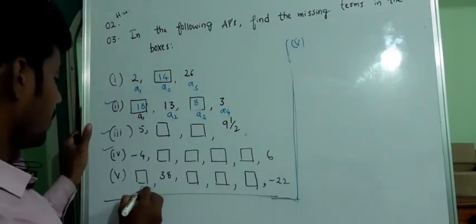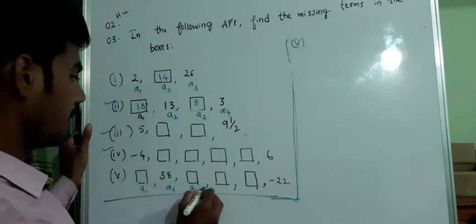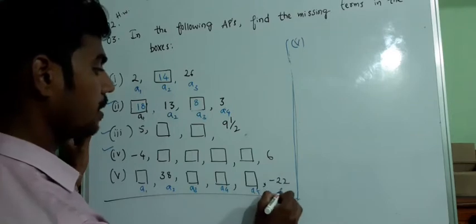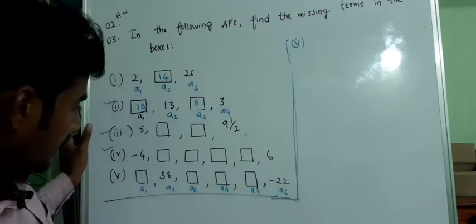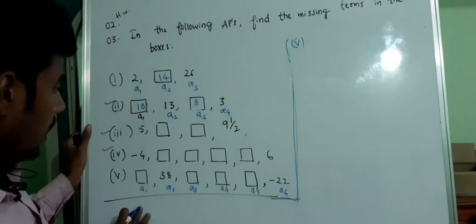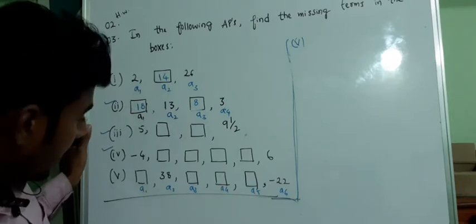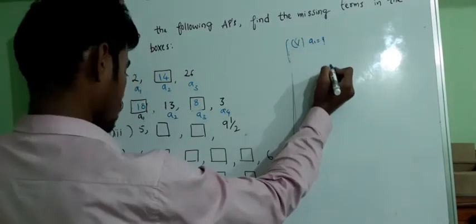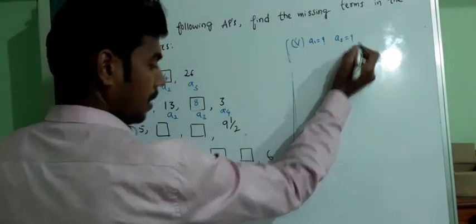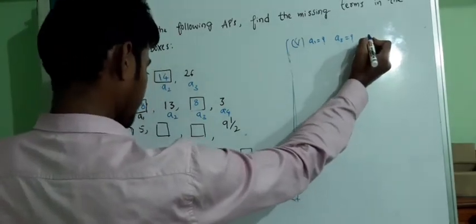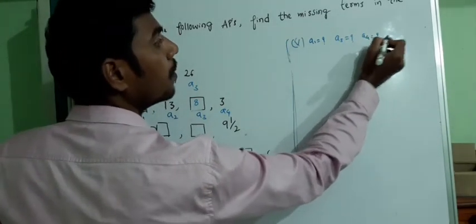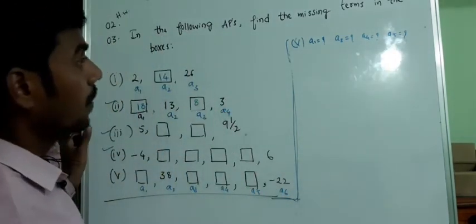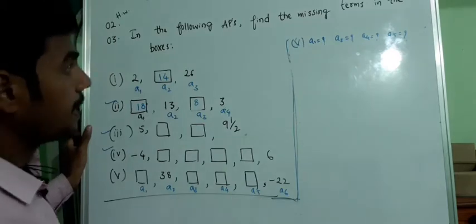So this will be a1, a2, a3, a4, a5, a6. We know a2 and a6. We need to calculate a1, a3, a4 and a5. Okay. We need to calculate them. What is given to us? a2 and a6 are given to us.